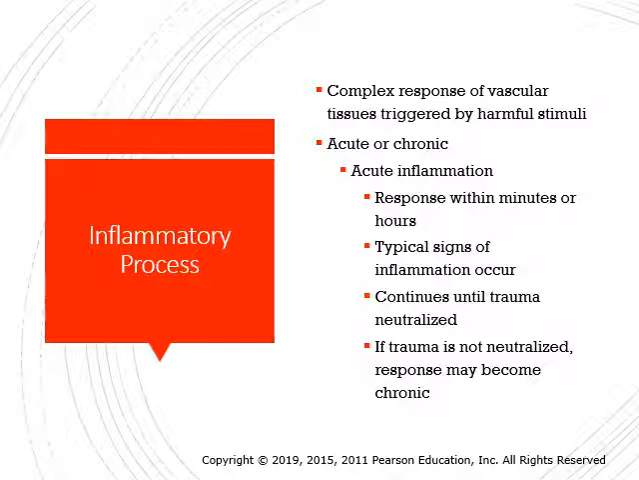The inflammatory process can be acute or it can be chronic. Acute inflammation happens within minutes or hours of the insult. Typical signs of inflammation occur. So we talked about the warmth, the redness, the swelling. The inflammatory process continues until the trauma is neutralized. And if the trauma is not neutralized, the response may become chronic.